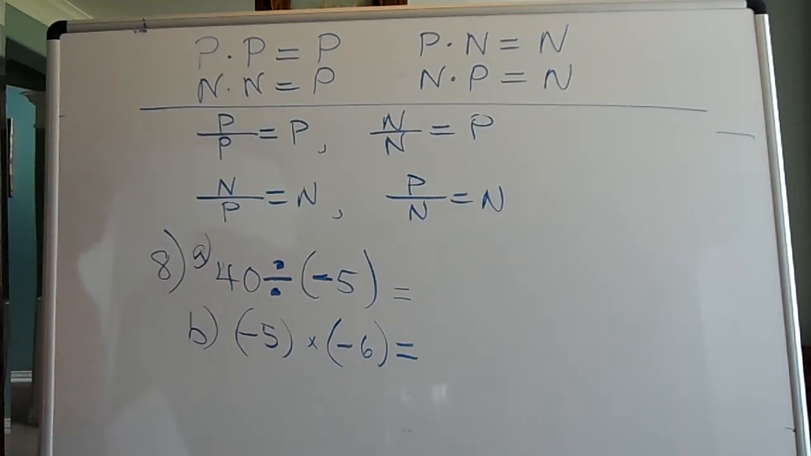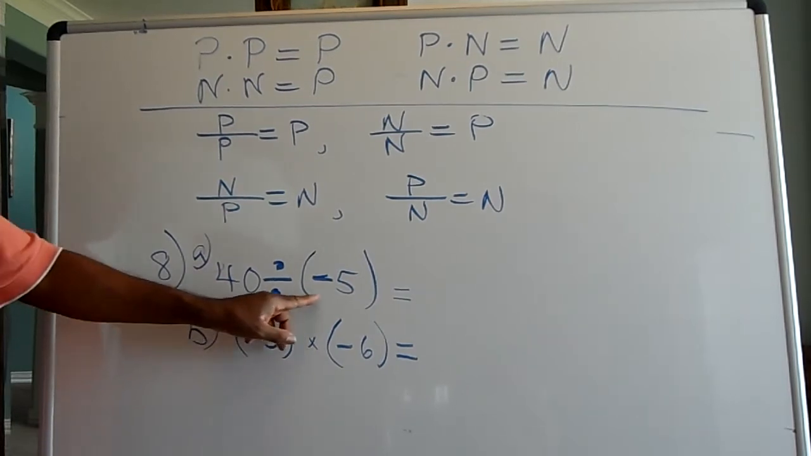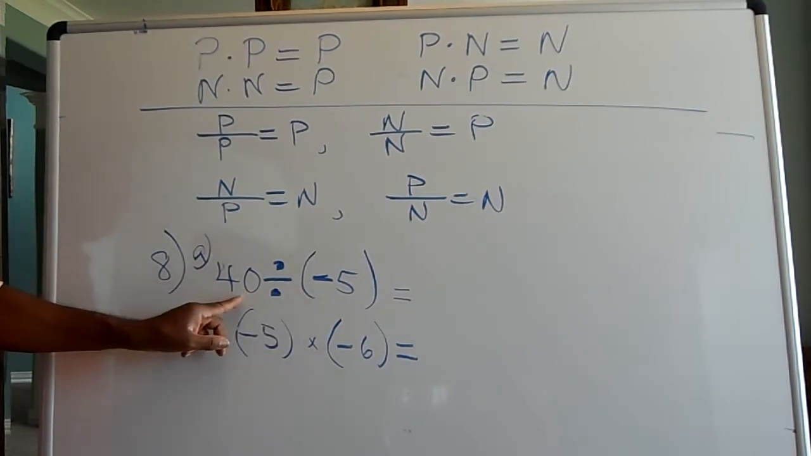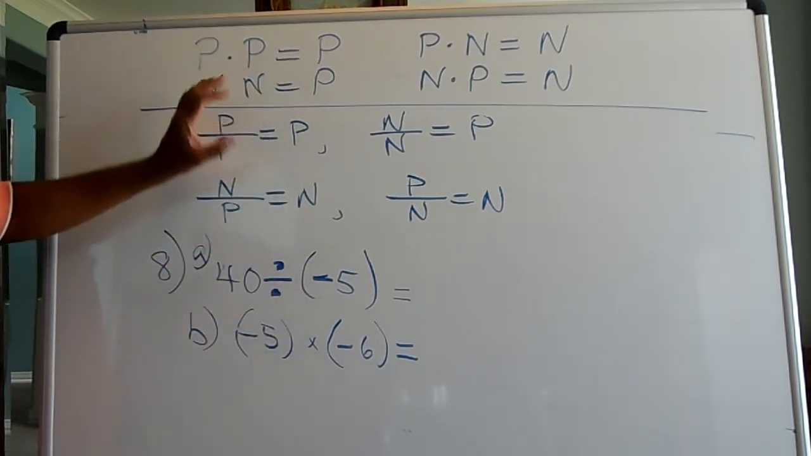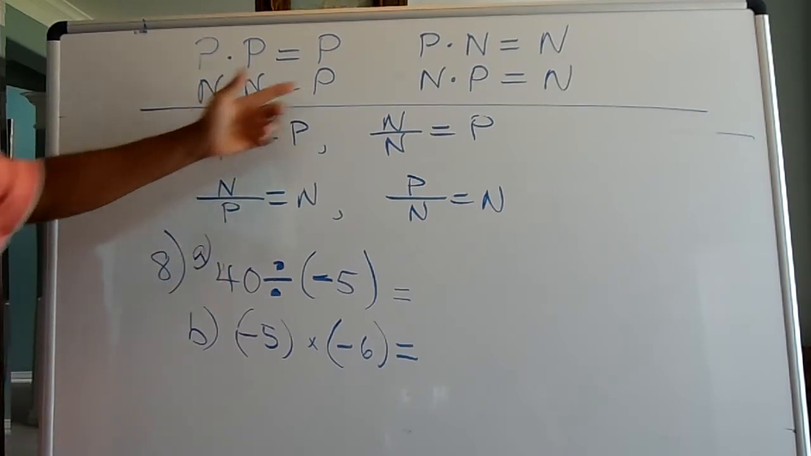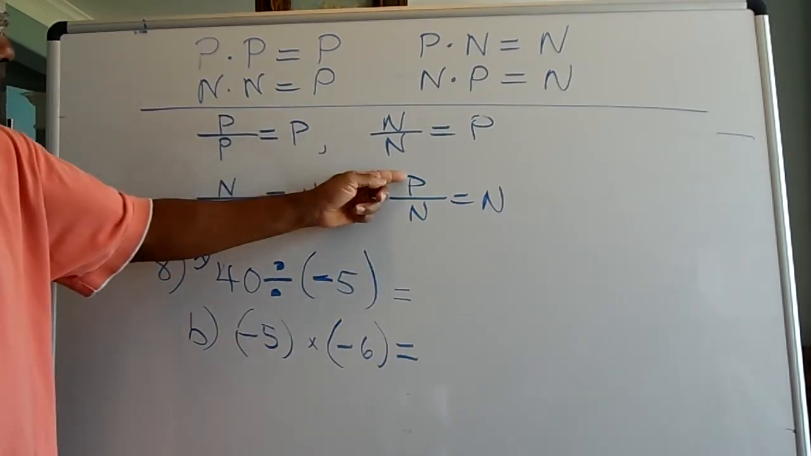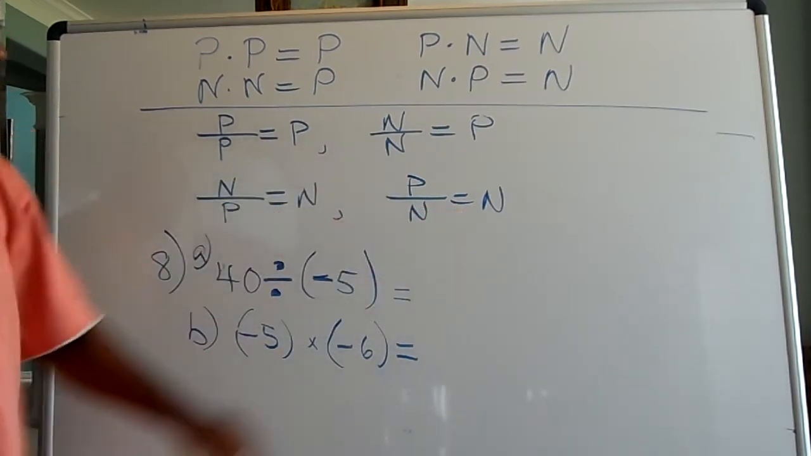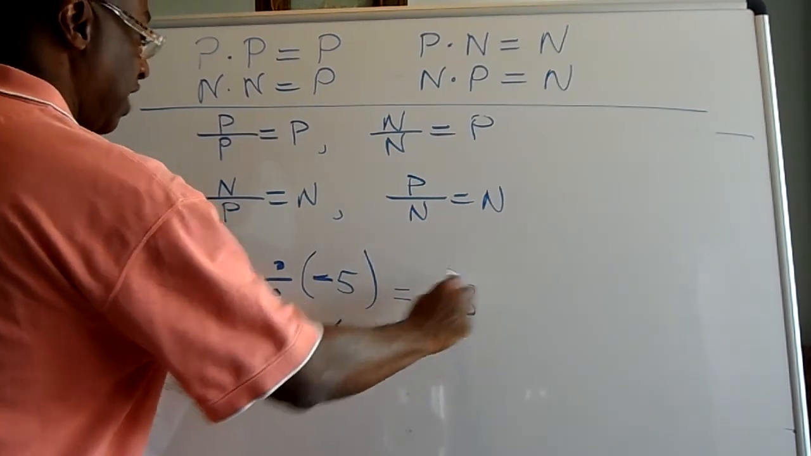Okay, let's look at a division problem here, 8a. We're looking at dividing 40 by negative 5. We're dividing a positive number by a negative number. Recall our list that goes through the list of signs. We have a positive divided by a negative right here. A positive divided by a negative number is going to give us a negative result. So it's going to give us negative 8.